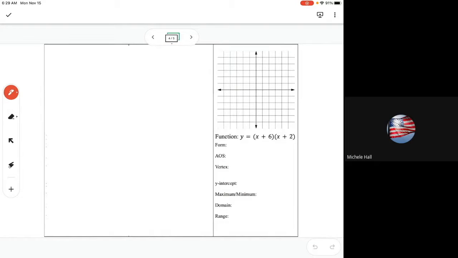We have y equals x plus 6 times x plus 2. This is intercept form.